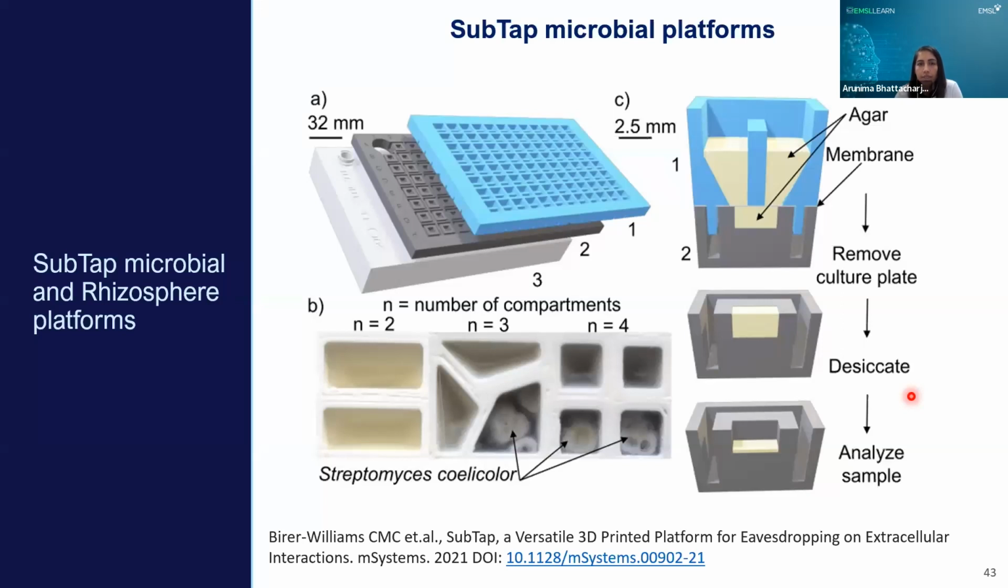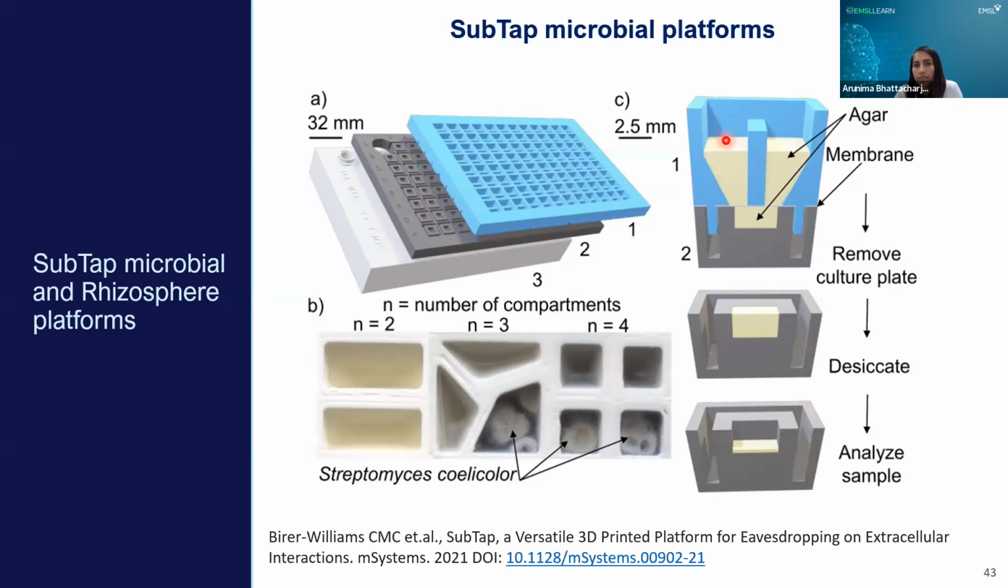In this case, the SubTap platform is 3D printed. What you're seeing here is the blue plate on top is the culture plate, where you can culture microbes, and the gray plate is for capturing the metabolites.